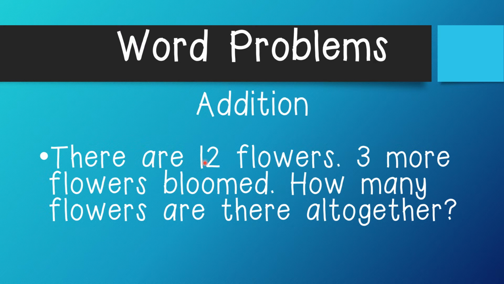There are 12 flowers. 3 more flowers bloomed. How many flowers are there altogether? There are 12 flowers. 3 more flowers bloomed. How many flowers are there altogether? There are 12 flowers. 3 more flowers bloomed. How many flowers are there altogether?